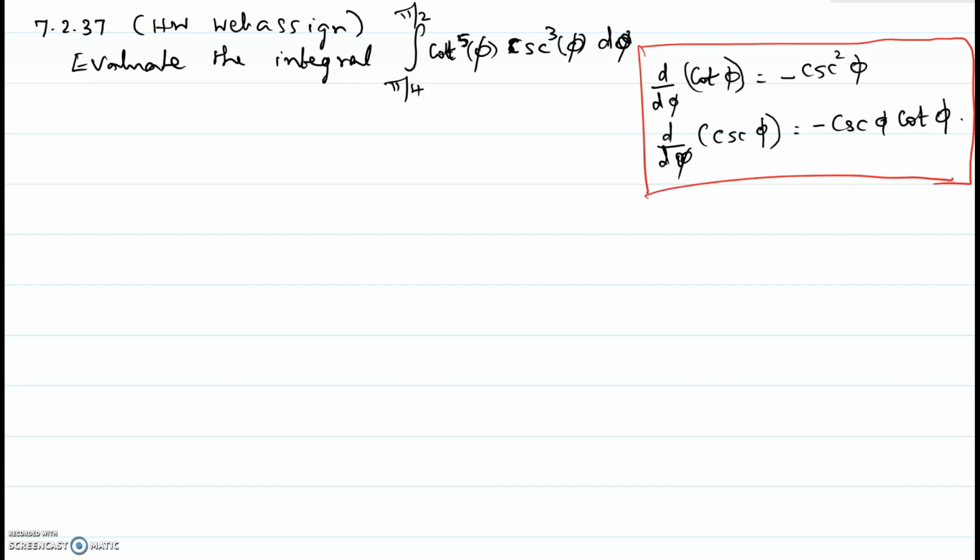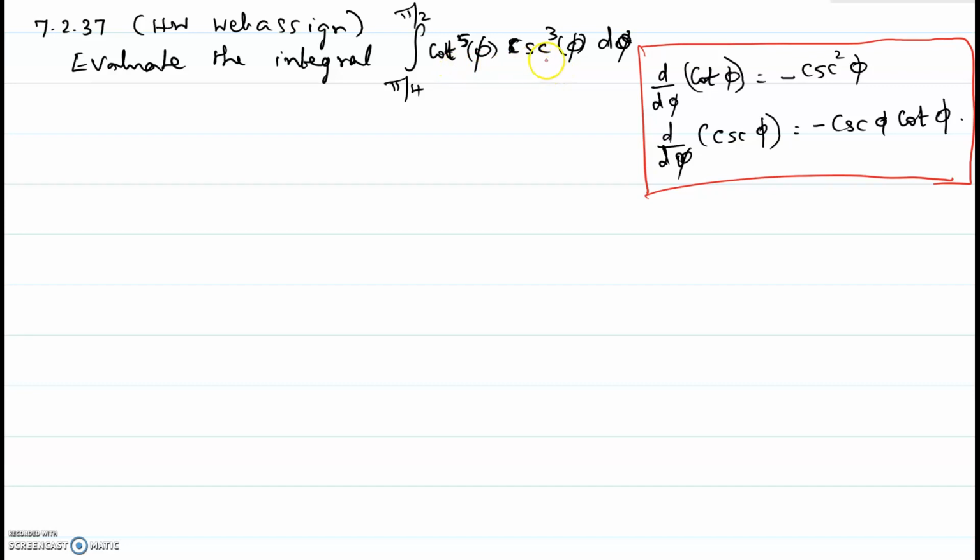So look at the formula here. Derivative of cotangent phi is negative cosecant square phi. Derivative of cosecant phi is negative cosecant phi cotangent phi. So here, in this problem, the question is, what is the exponent of cosecant? What is the exponent of cotangent? And also we have to figure out which is the best choice to substitute, whether it is cotangent phi or cosecant phi.